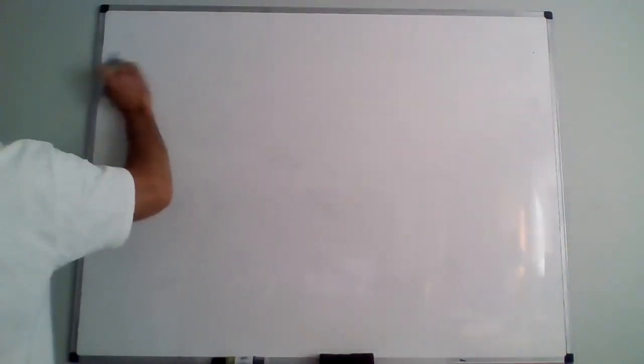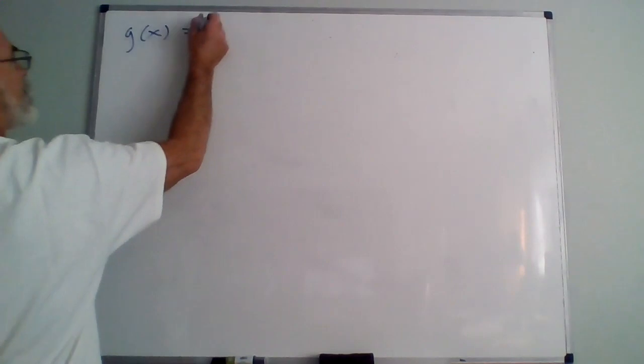So let's do the problem again. Let's say that g of x, keep it simple, is 1 over x.